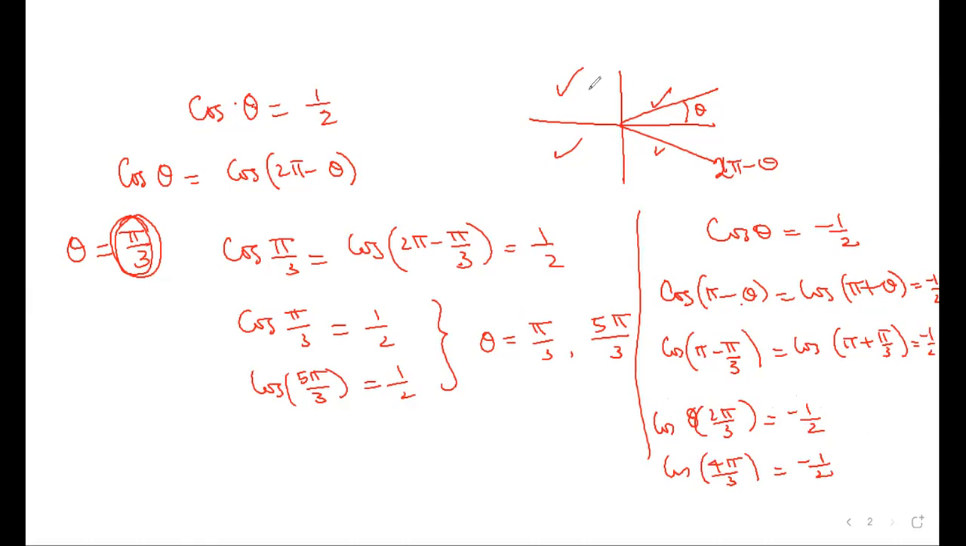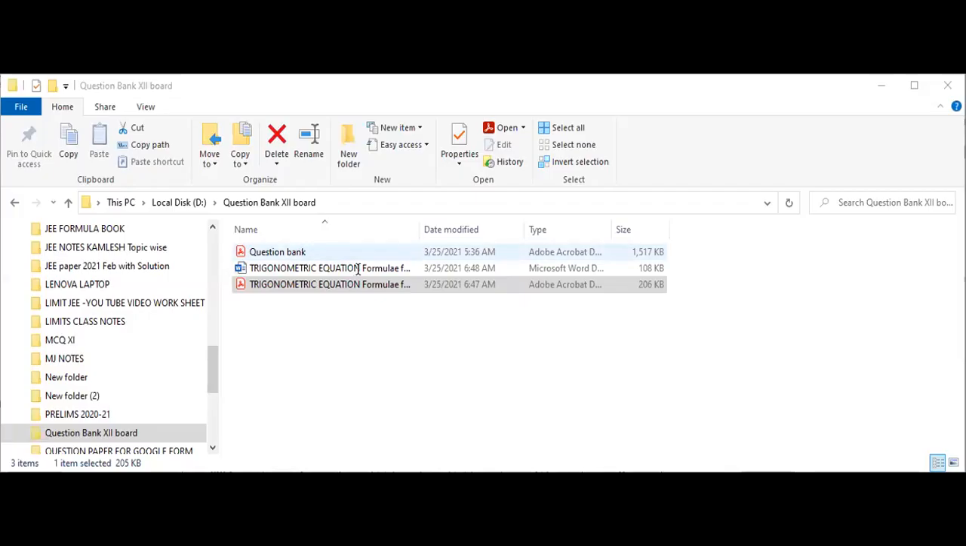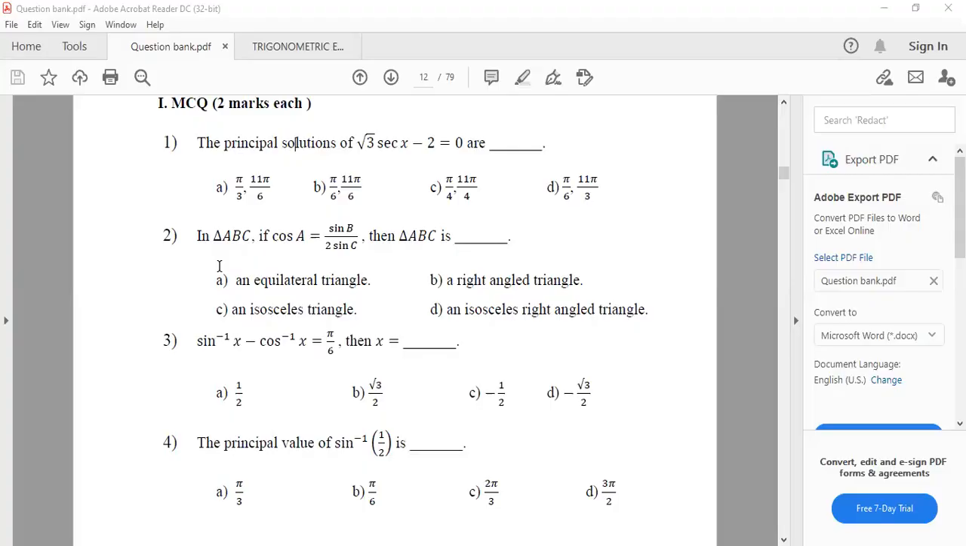Now let's have a look at these questions in the question bank. Oh, where is the question bank? Okay, can you see the question bank on the board? No, sir. Okay, 1 minute, I'll revert. It's not open.